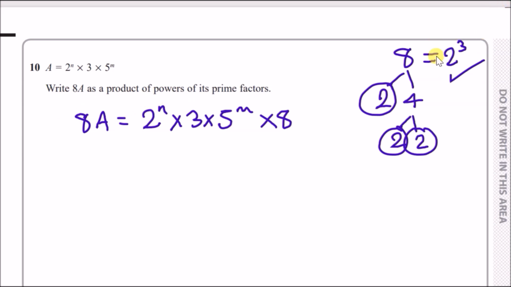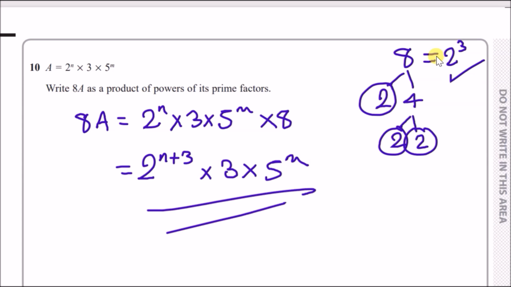So altogether, if we just add them up, because when you multiply things, you add powers, we essentially have 2 to the power of n plus 3. And we just copy the rest, times 3 times 5 to the power m. And that's exactly what they're looking for here.